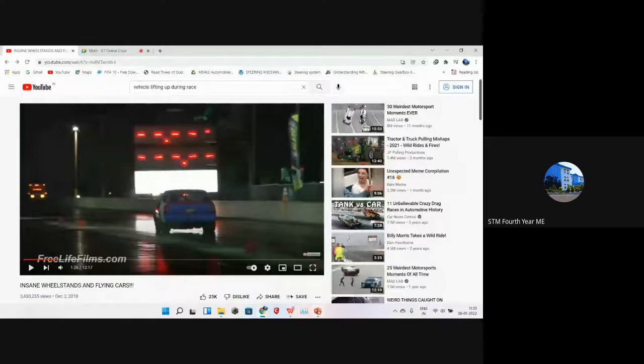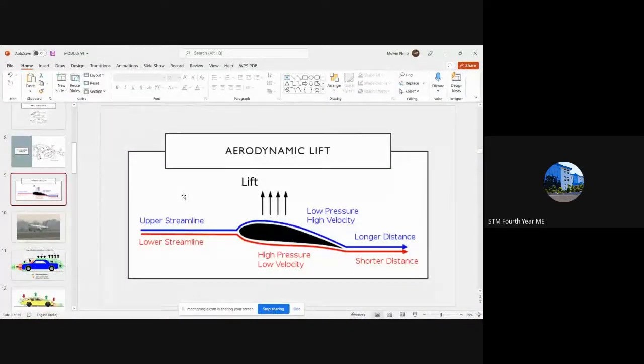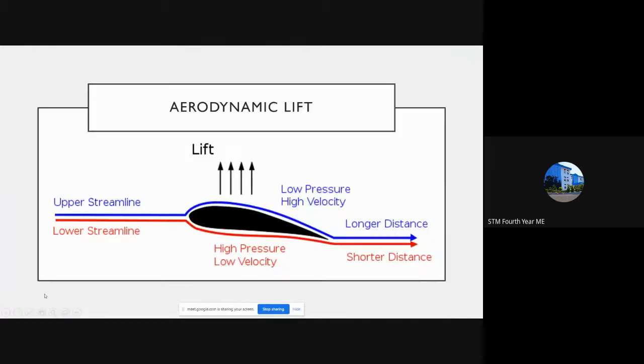Okay, so lift is the upward thrust that is provided on the vehicle. Lift in the case of an aeroplane is an advantage. What is happening is, in an aeroplane, this is an aerofoil that is shown here, that is the wings of the aeroplane. You can see here there is a lower streamline and an upper streamline. The upper streamline of the air is moving towards the upper side of the wing, while the lower stream moves underneath the wing.